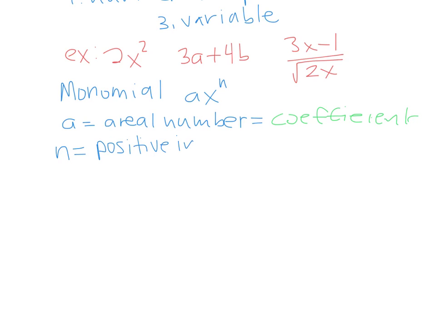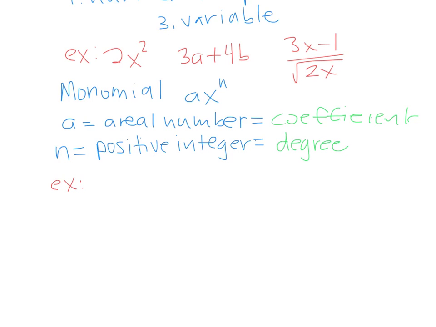Now we're talking about this specific type of algebraic expression, the monomial. It's required that n be a positive integer, and that has a specific term that refers to it, and that is the degree of the monomial. Obviously, it's an exponent too, but when it's on a monomial, we call it the degree of the monomial.